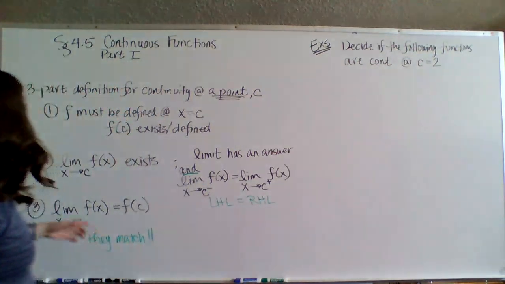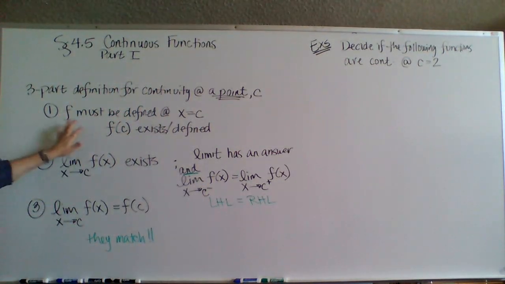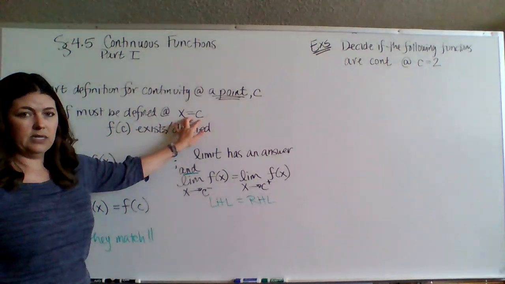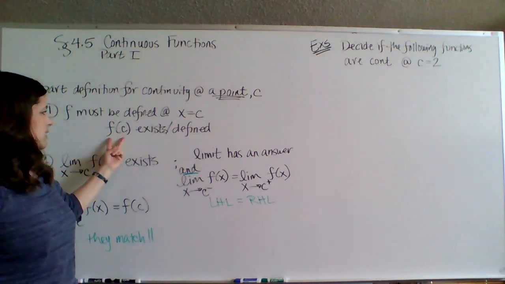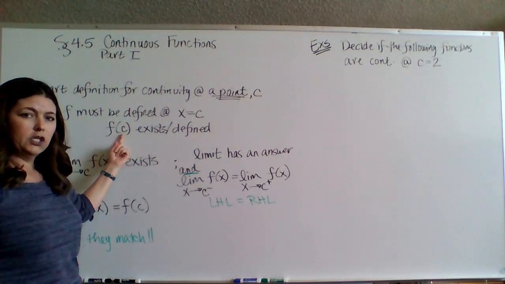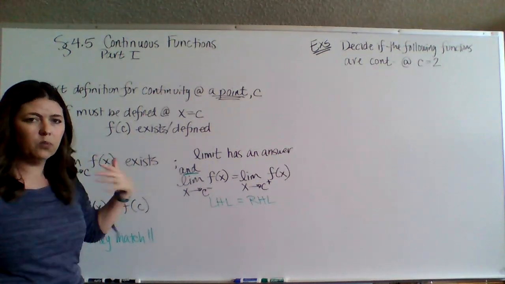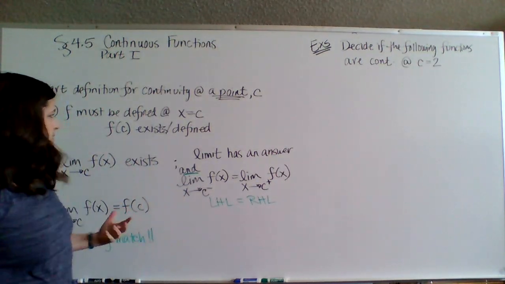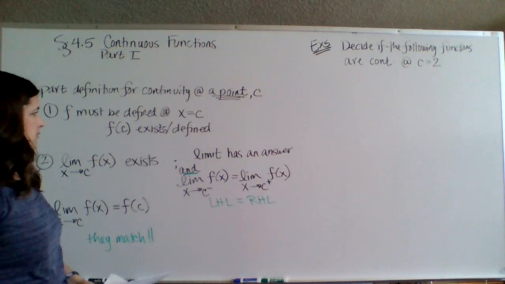So part 1 is that your function must be defined at x equals c, which just means that f of c, when you plug in c as your input, you get out an output. You get a y value out. So f of c exists, or f of c is defined.